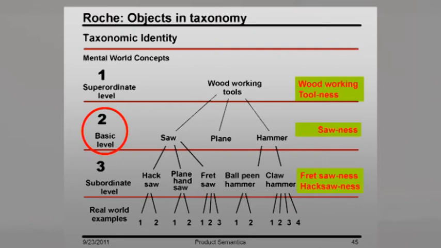Rosch gave one more theory, and that is called object taxonomy. What she was suggesting is that every product has a basic level and a superordinate level. So there is hacksaw, planesaw, breadsaw. They're all products that exist in the real world. And we create a concept called saw, a concept called plane, a concept called hammer. And there's also a concept that we develop called woodworking tools. And all this is a human invention. It doesn't exist in reality.